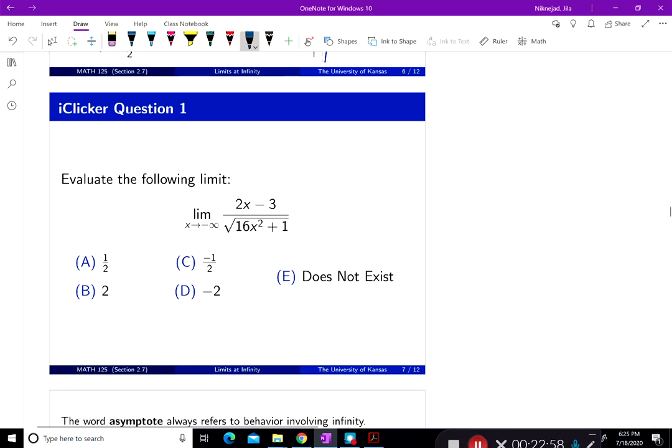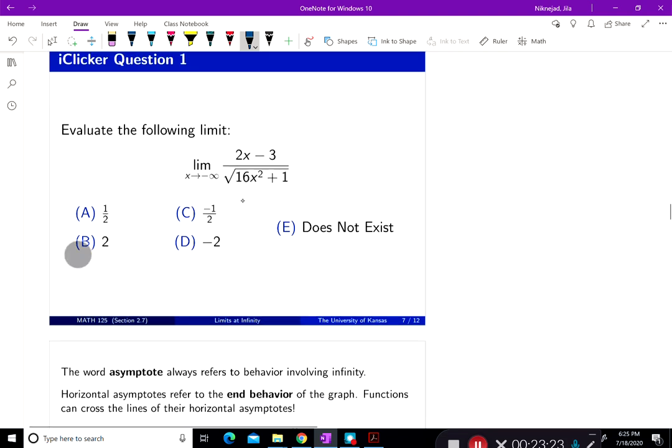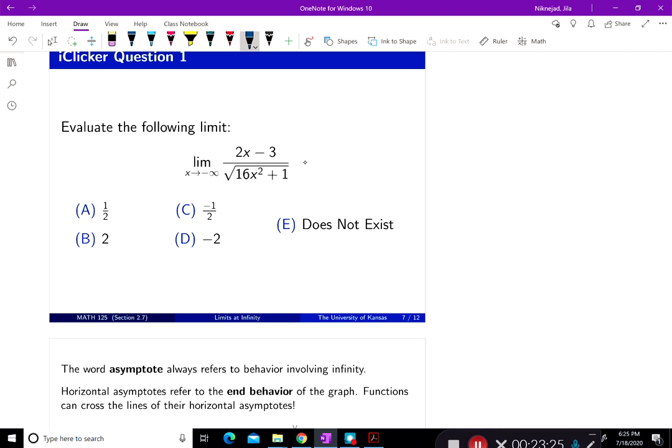So let's do iClicker question 1. Evaluate the limit as x approaches negative infinity of 2x minus 3 over the square root of 16x squared plus 1. I suggest pausing the video, going back to the previous problem and trying to do this all the way by yourself, and then looking at the video. So hopefully you paused. The first step is to acknowledge this is of the form infinity over infinity, either positive or negative.